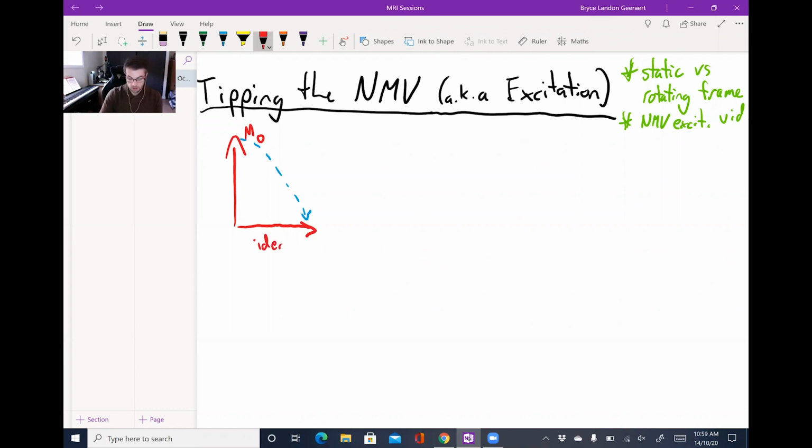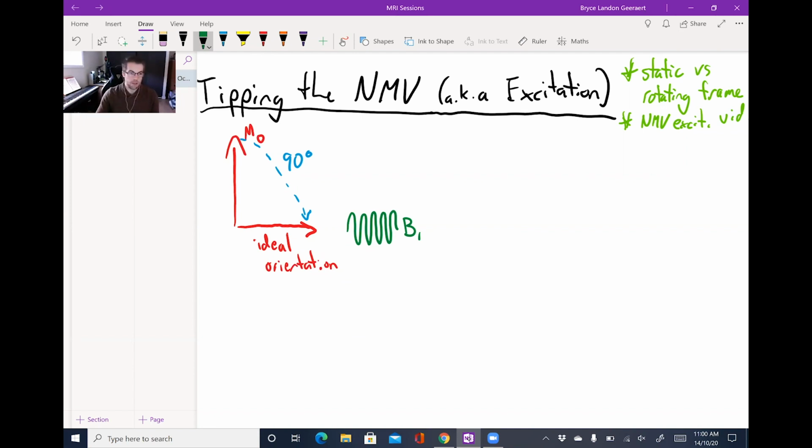So this is our ideal orientation in our basic example, and that requires a 90-degree flip or 90-degree tip, typically flip in MRI. And that's called excitation. Now, the way that we do this is by applying another magnetic field called B1, which I briefly gave you guys a heads up was going to come up. And I'm going to represent it as a sine wave, fairly high frequency, B1, okay? And that magnetic field is oriented in the transverse plane.